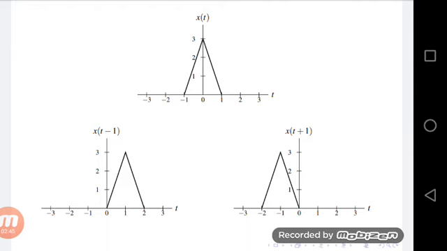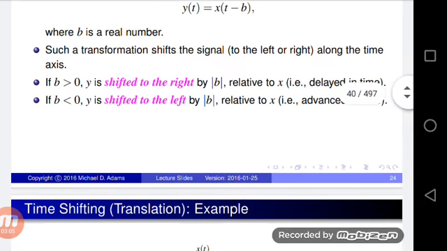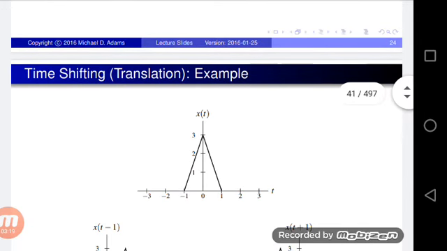Here in this, the wave is shifted to the right side, and for x of t plus 1, the wave is shifted to the left side. So the overall shifting conditions depend on the real number b. If b is greater than 0, the wave is shifted to the right, and otherwise it is shifted to the left.